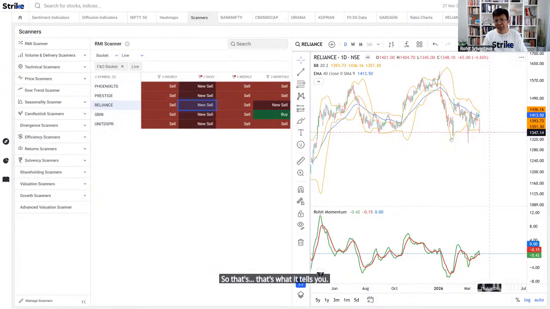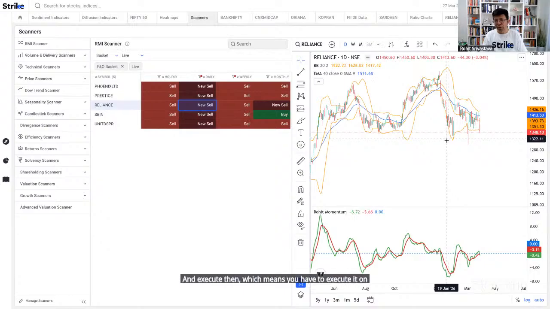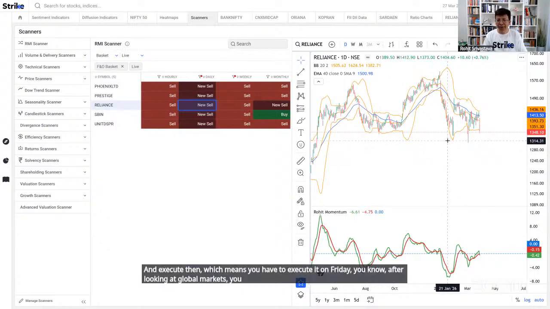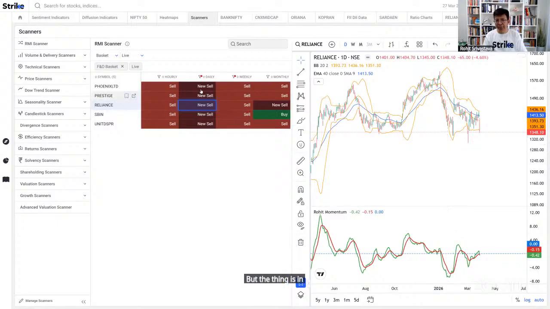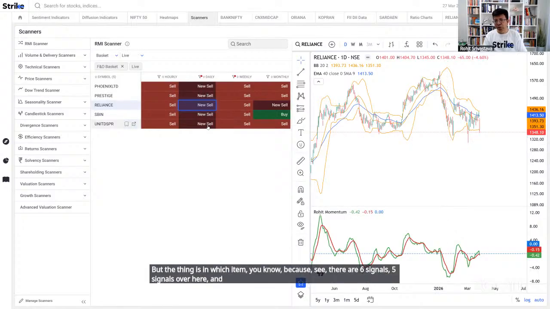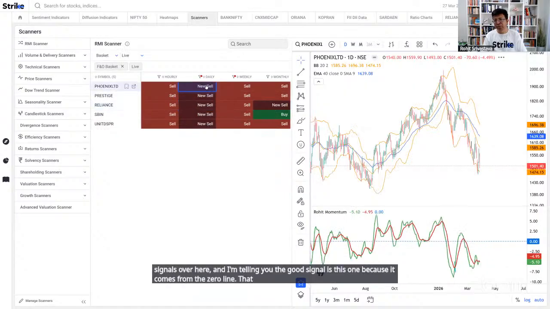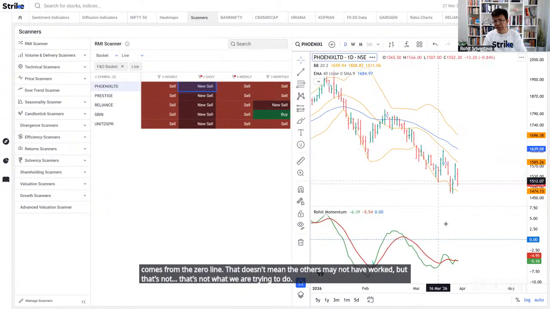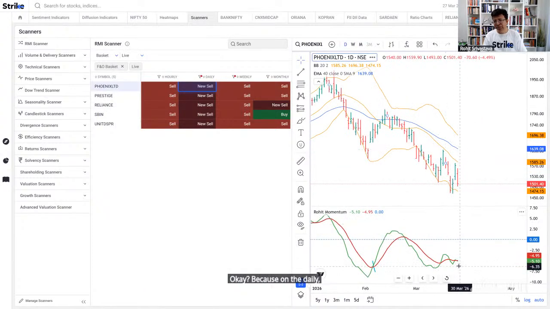And execute then, which means you had to execute it on Friday. After looking at global markets, you'll say, but we already knew that. But the thing is, in which item? Because there are five sell signals over here, and I'm telling you the good signal is this one because it comes from the zero line. That doesn't mean the others may not have worked, but that's not what we are trying to do. Because on the daily, it's already an extension continuation.